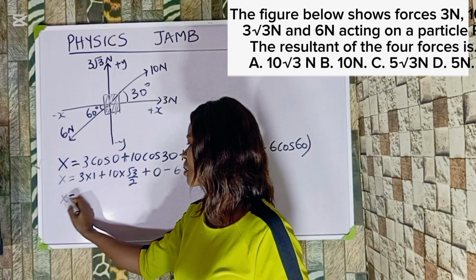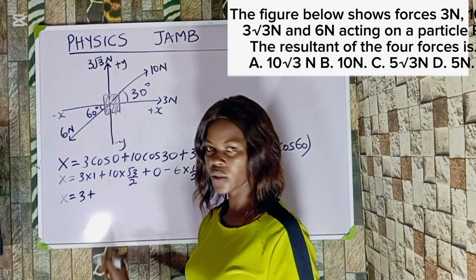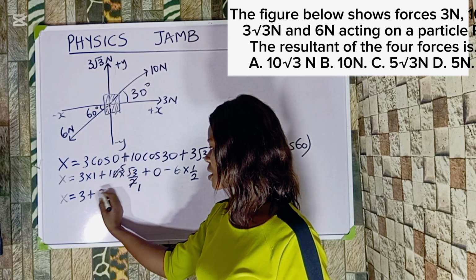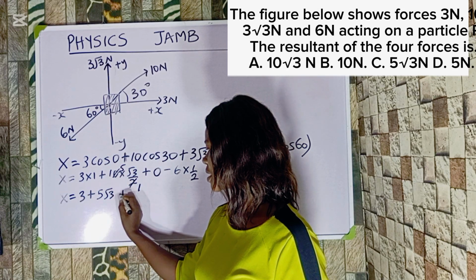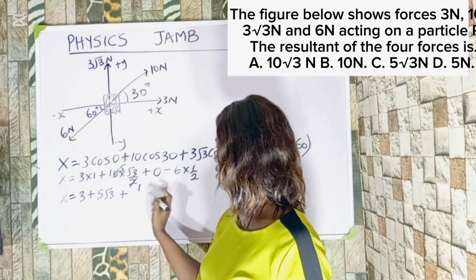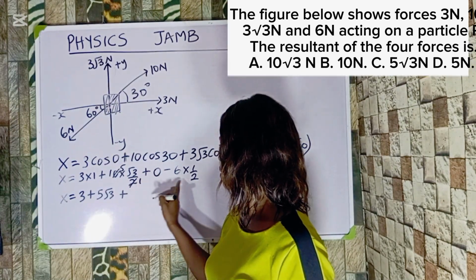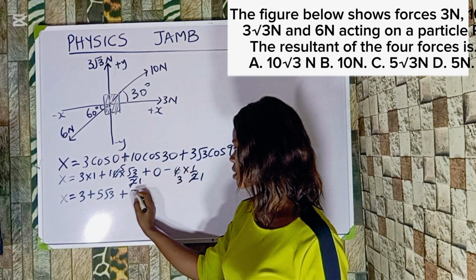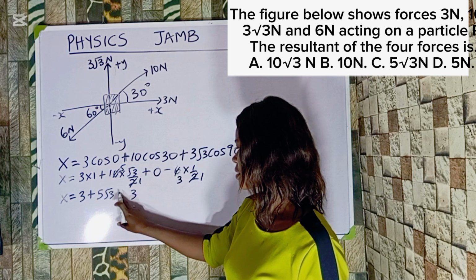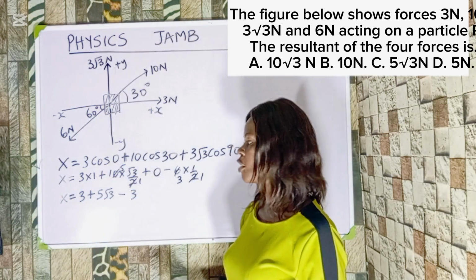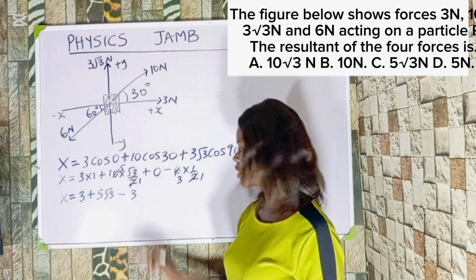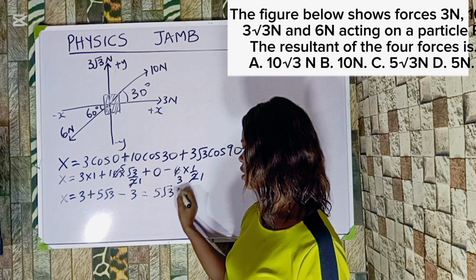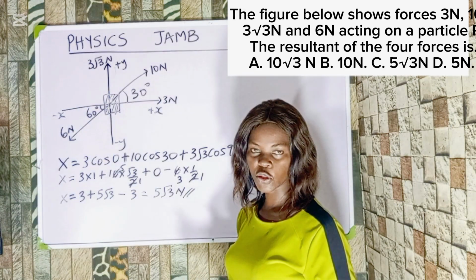Is that clear? Now this is equal to 3 plus, hope you're getting it now. This divided by this, I have 1. Divide this, you get what? 5. So this is 5 root 3. Now plus, this is 0. This is 0. Now this is divide. This will give me 3. So I have 3, and remember that this is minus 3. Now automatically this will cancel this. So my x is now equal to 5 root 3 Newton. That is my horizontal component x.